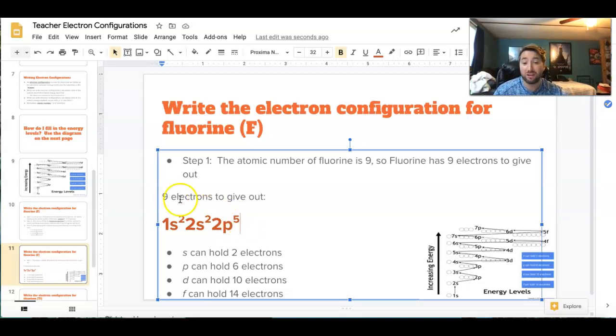And that's pretty much it for how to write electron configurations. I try to keep this video short and simple. I'll have another video for the next worksheet.